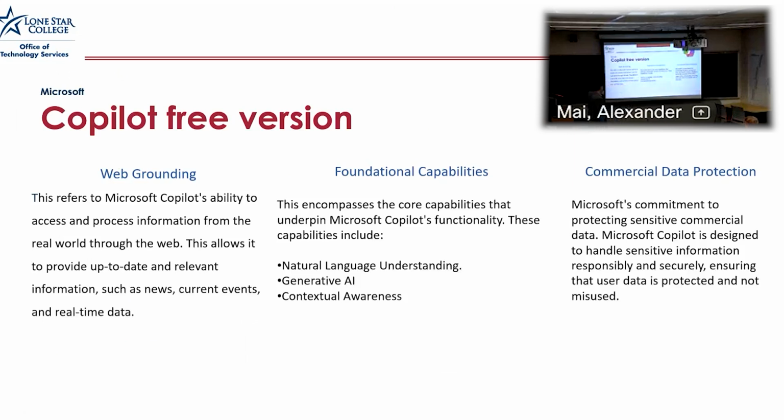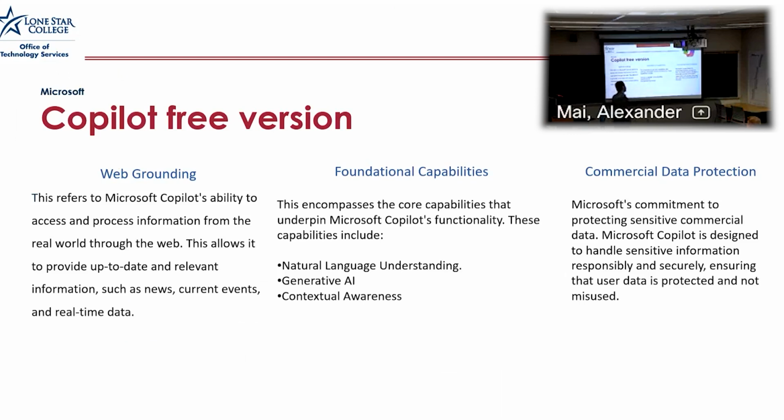Web grounding. Web grounding is basically, it will search the most modern things on the web now. If you ever go to ChatGPT and ask, hey, what happened last week? It'll say, sorry, I can only go this far, right? Copilot does not. So it has that capability where it can search real-time stuff.